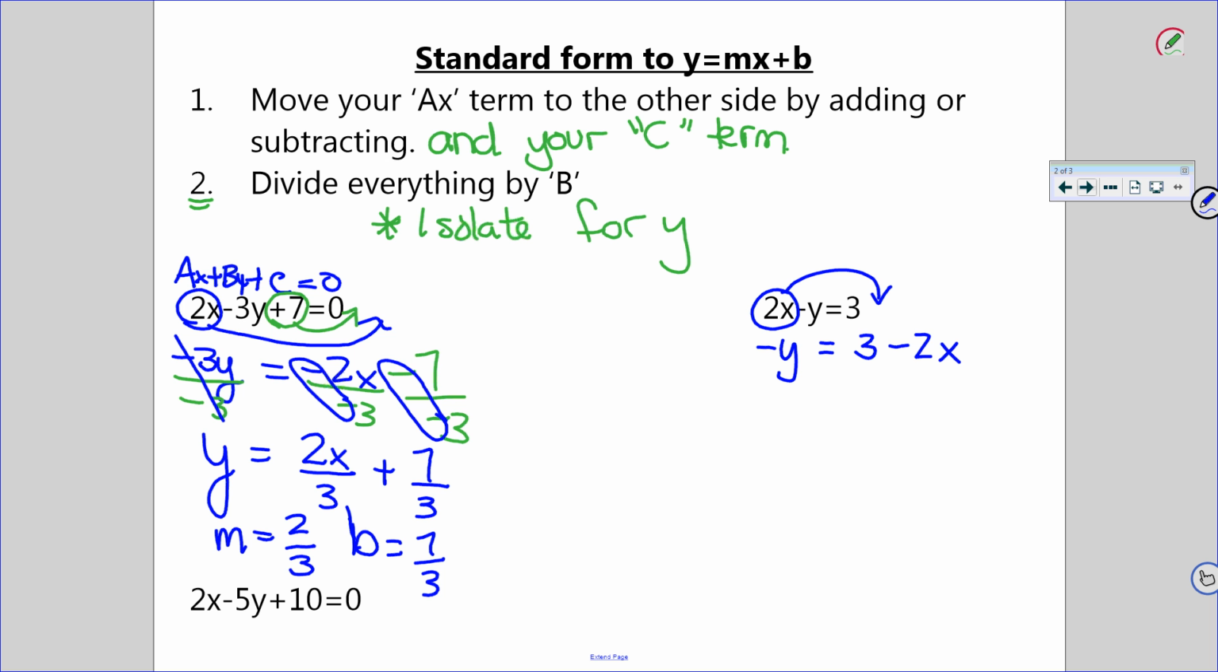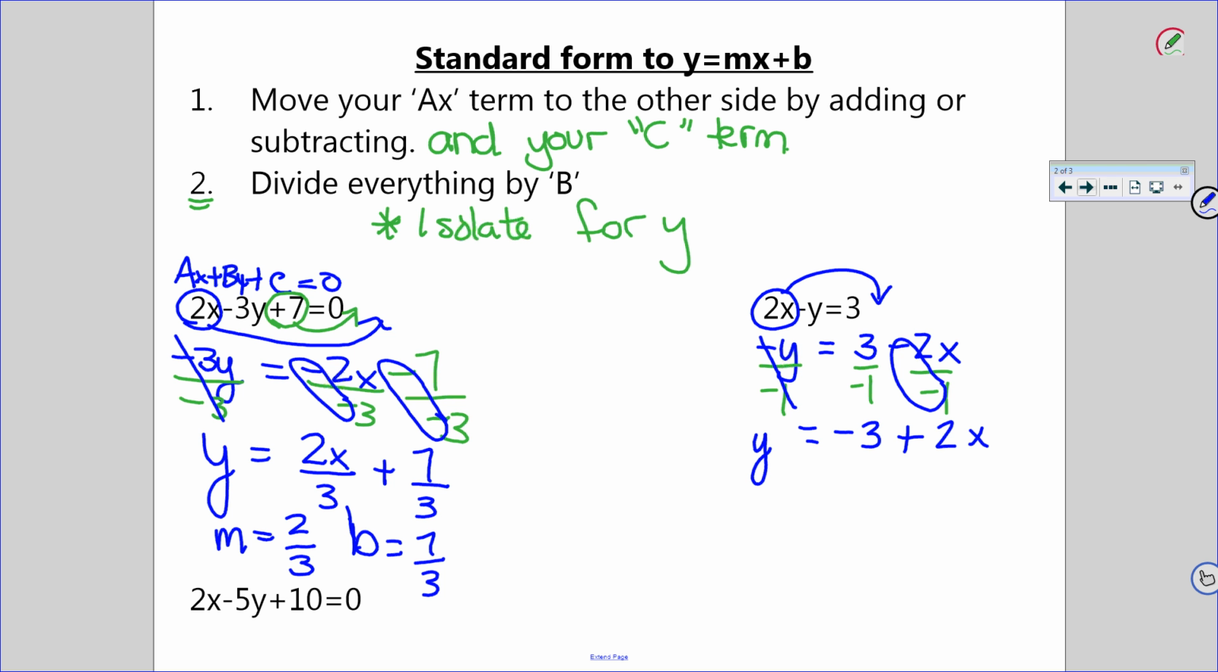Now I still don't have y by itself, so I can divide everything by b. What's my b value here? Negative 1, negative 1, negative 1. So what happens here? I have y, because these negatives cancel out. 3 divided by negative 1 gives me negative 3. These two negatives here give me a positive 2x.